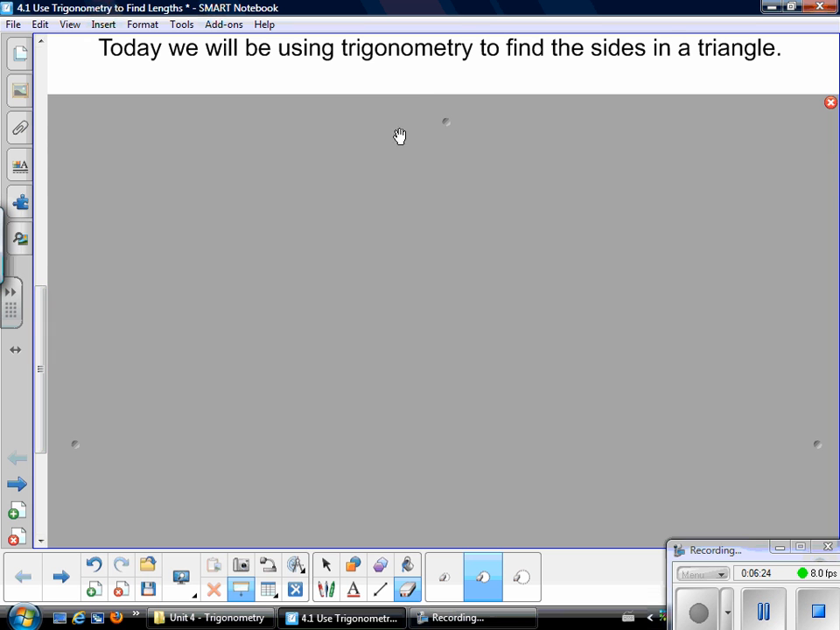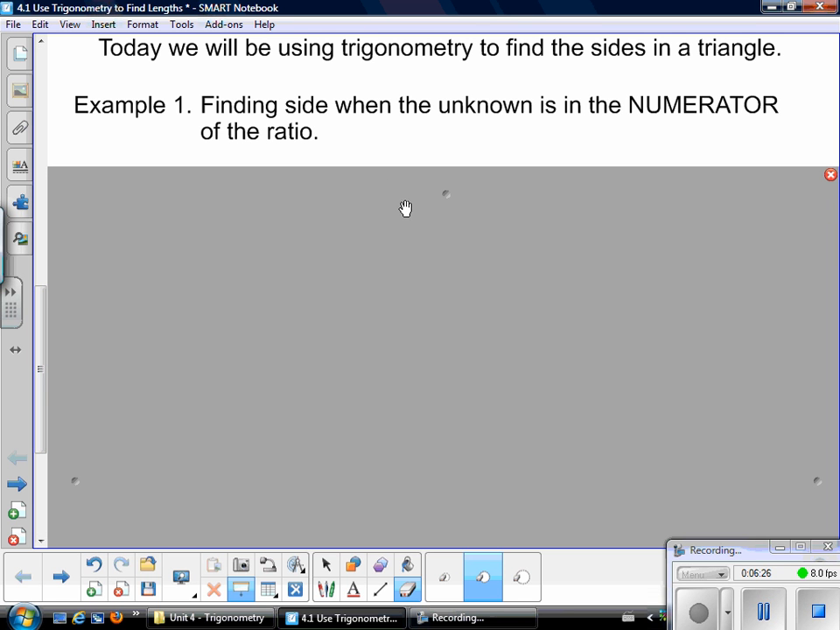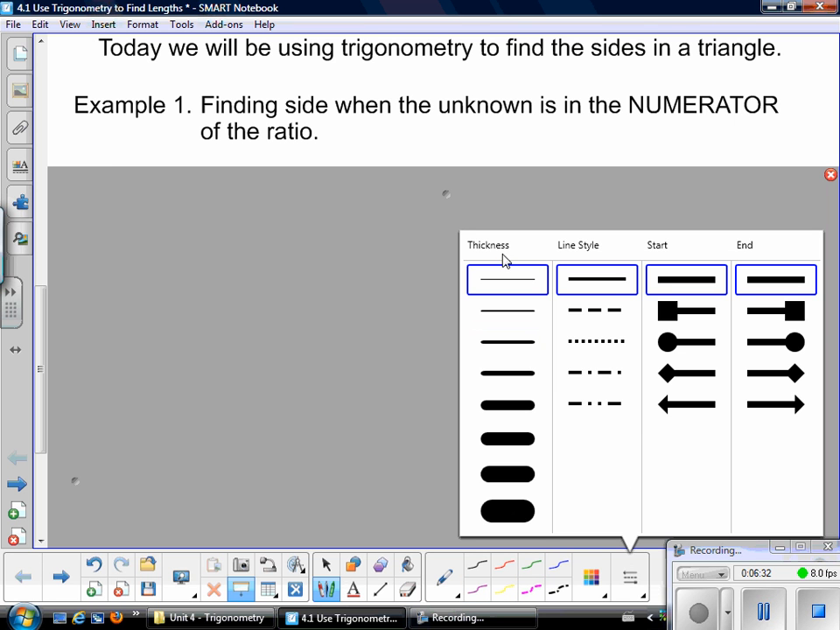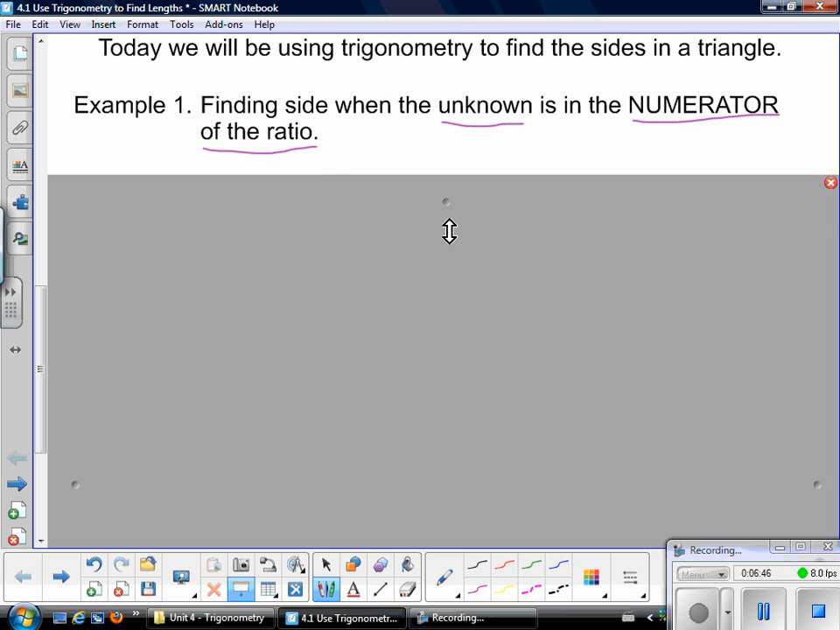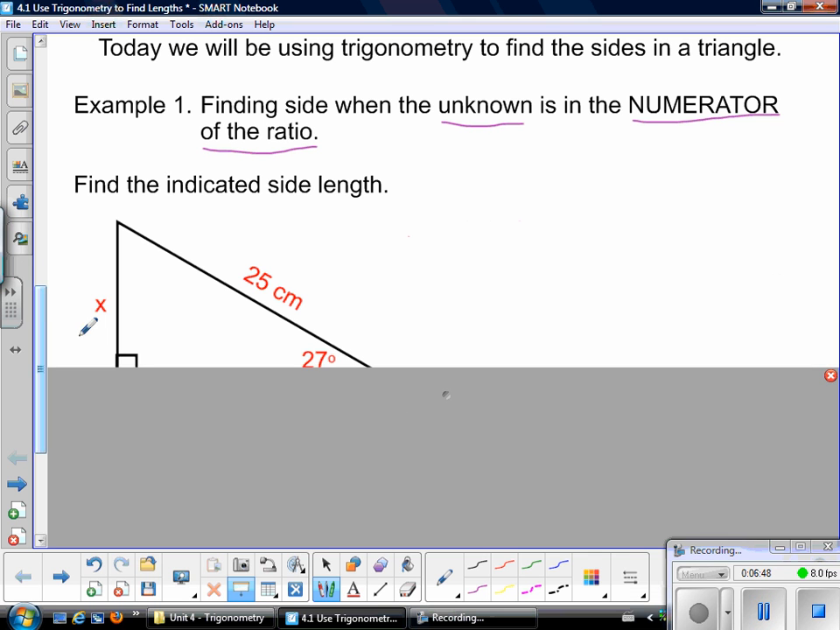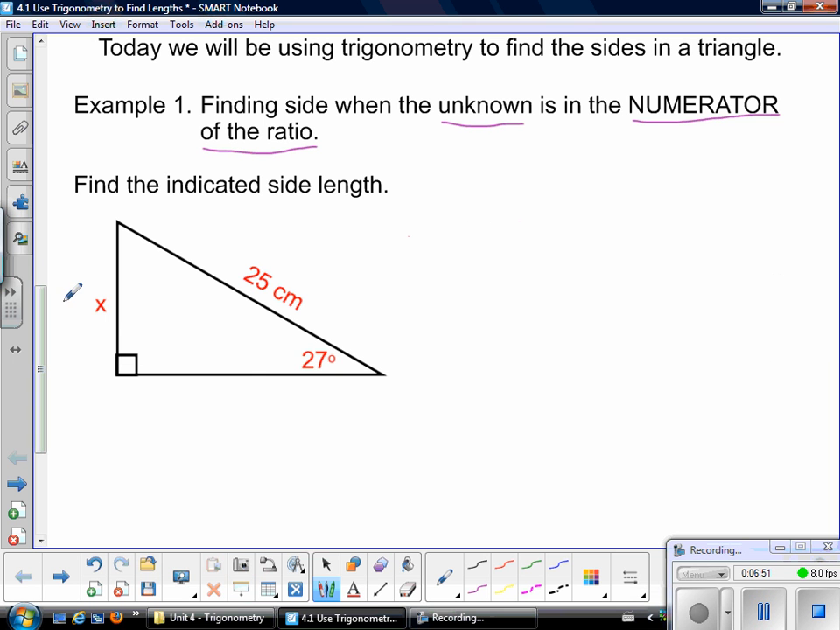So let's look at the first example. This example is one type, and the type that it's looking at has to do with finding the unknown when it's the numerator in a ratio. Now, I don't worry too much about whether I'm finding a side that's the numerator or the denominator, because the same steps apply in either case. So find the indicated side length. So here we have our triangle.